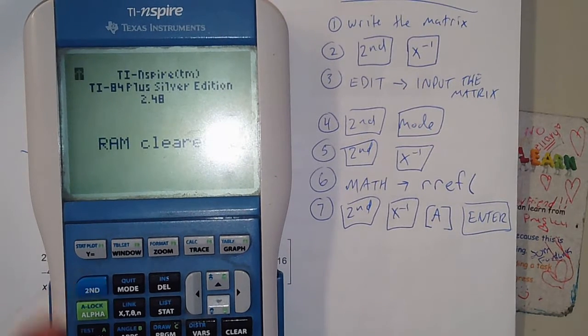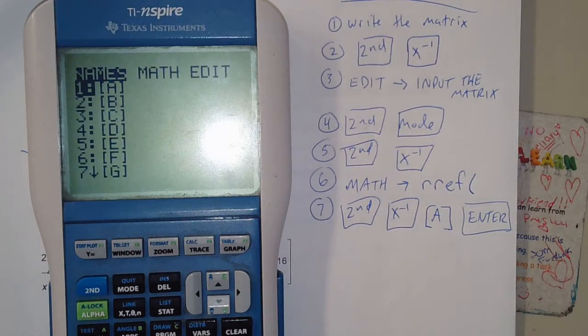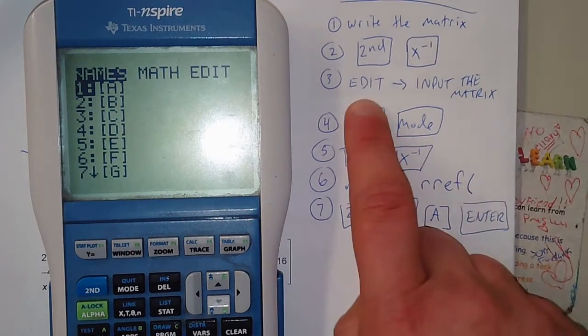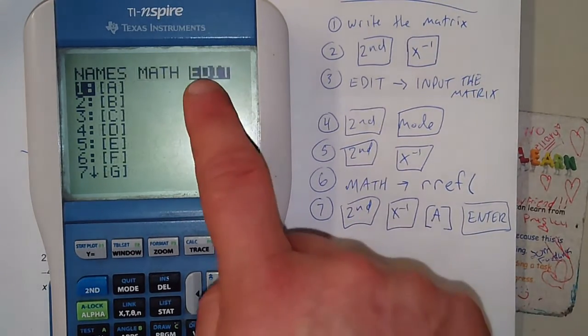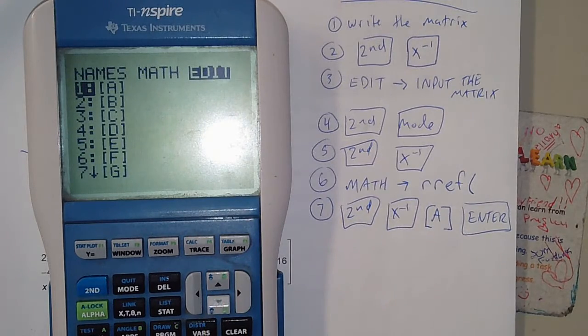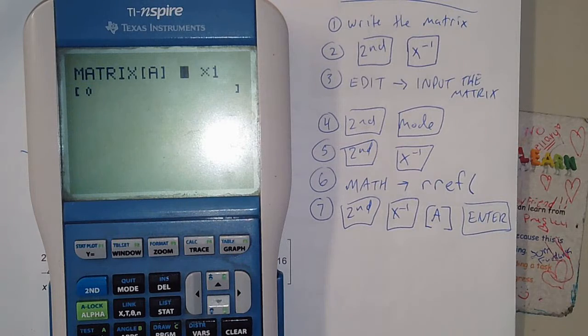Okay, so anyway, back to the matrix menu. So second X inverse. So now we're done on step 2. So now we're going to go over to the edit option. So that's right here. So just arrow over. And you're going to pick this matrix A. And this is where we're now going to input whatever our matrix is.